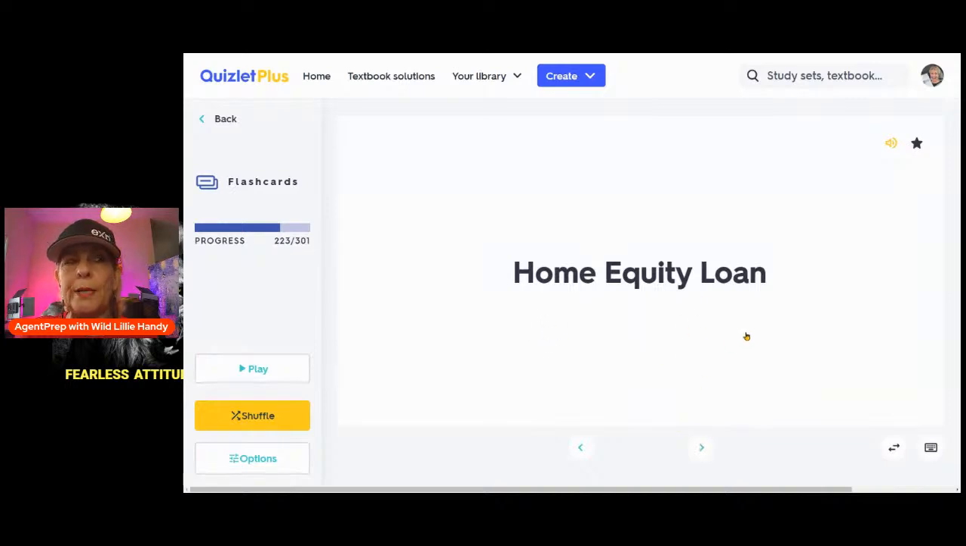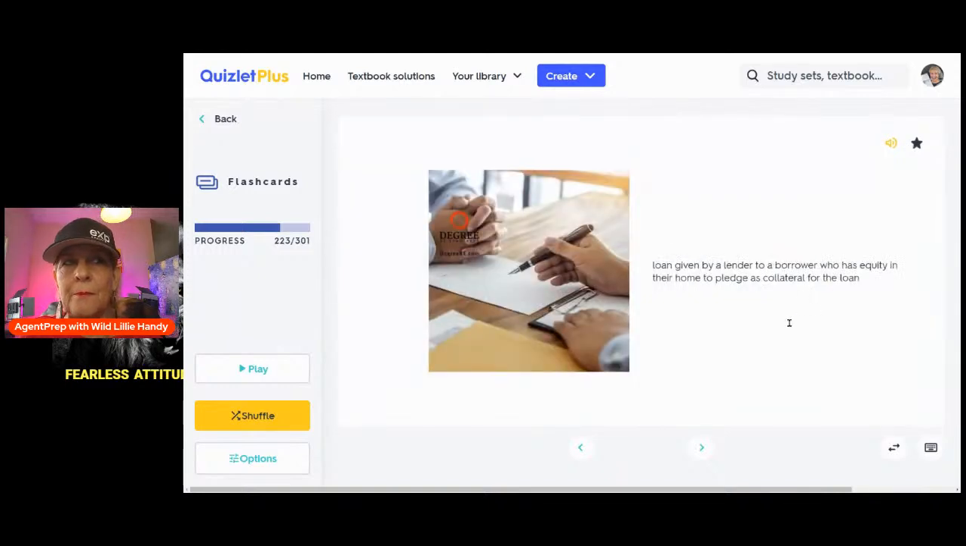A home equity loan. Home, what is equity? And what is a loan, right? Three different words that each have a definition, but combined, they are a loan given by a lender to a borrower who has equity in their home to pledge as collateral for the loan.